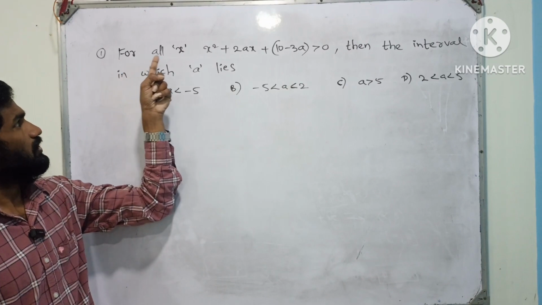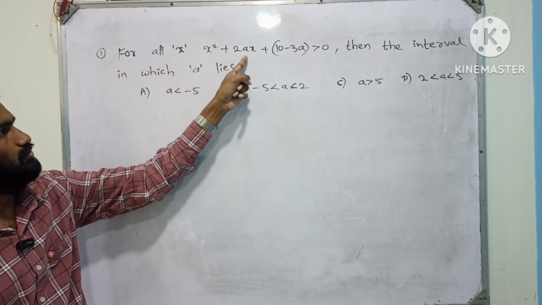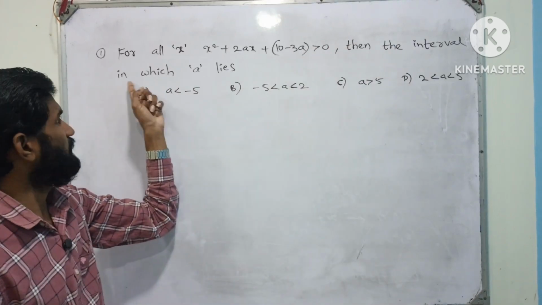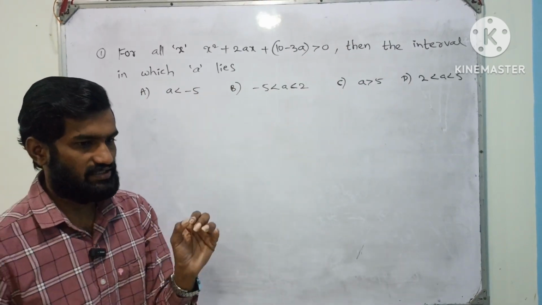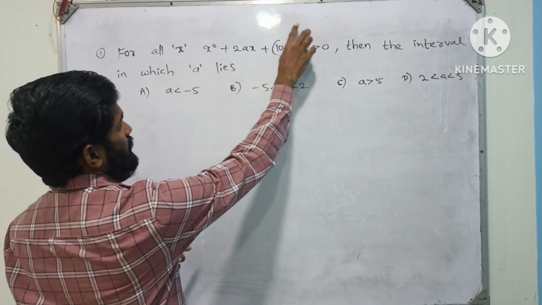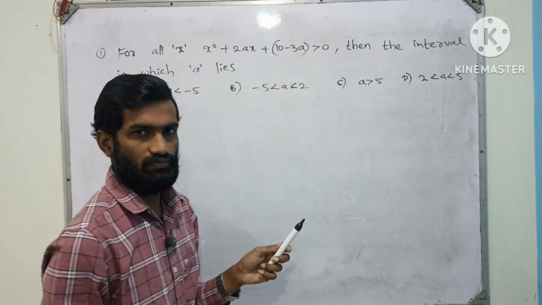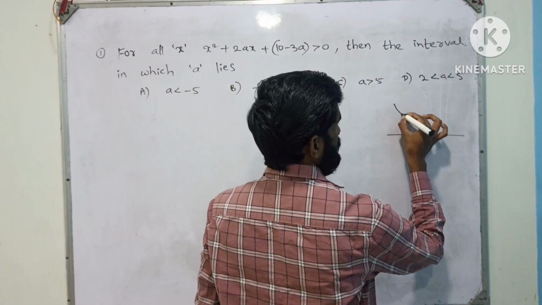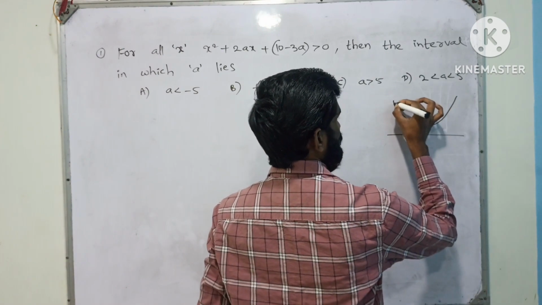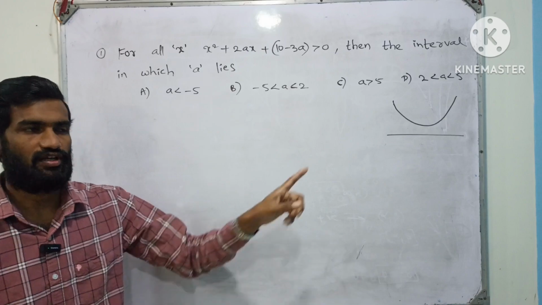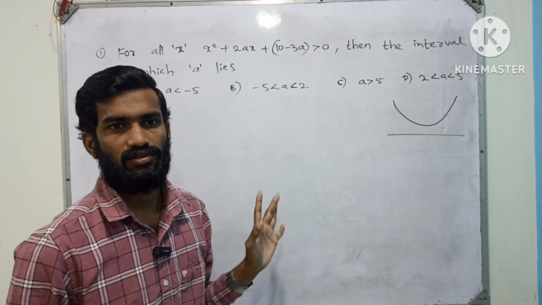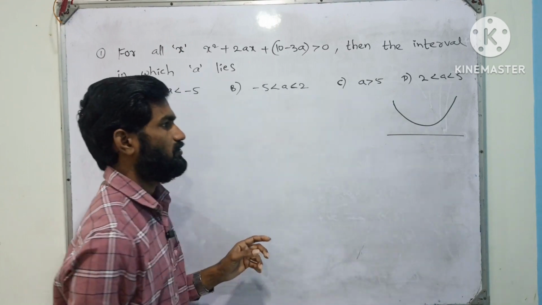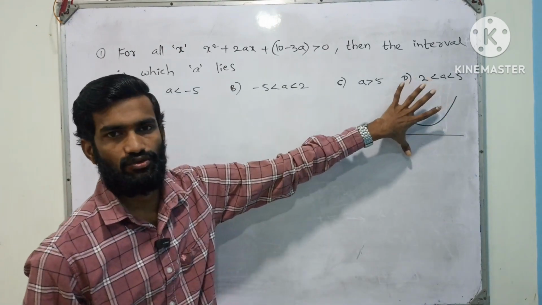First question: for all values of x, x square plus 2ax plus 10 minus 3a is greater than 0, then find the interval in which a lies. He is asking that the quadratic expression is always positive. When will we get always positive? We already know that if the graph is like this, then only we will get always positive. If it is like this, we will get always negative. So for all values of x, it is positive only.